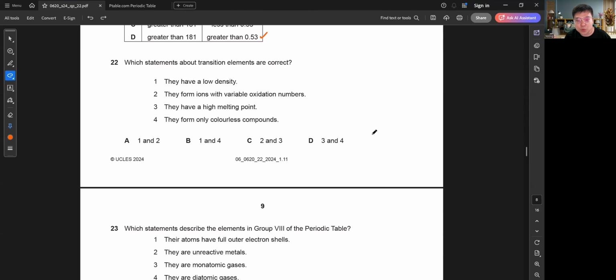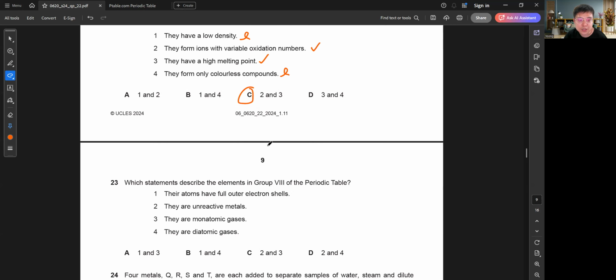Number 22, which statement about transition metals is correct? They have a low density? No, they have a high density. Again, this is another memorizing thing. Transition metals have a higher density compared to all other metals. Yes, they have variable oxidation number, high melting point, yes. They form colorless compounds? No, they are more famous to be colored. They form colored compounds. So the answer is C, only 2 and 3.